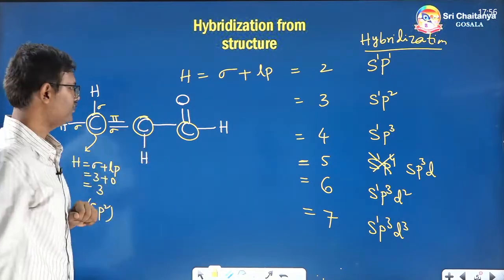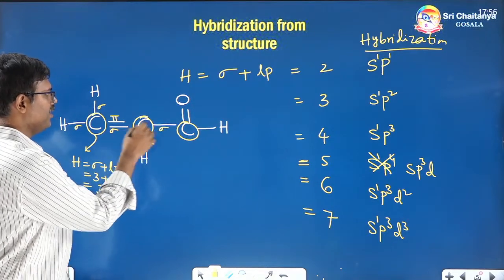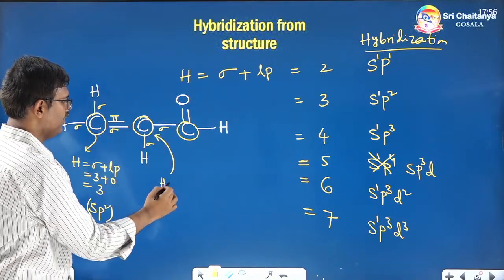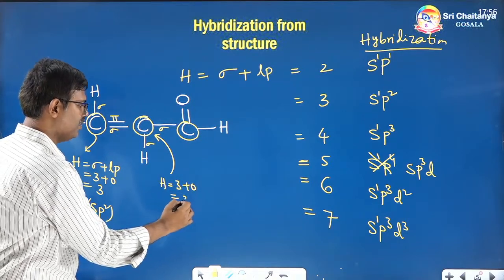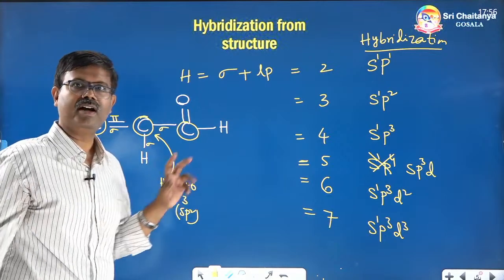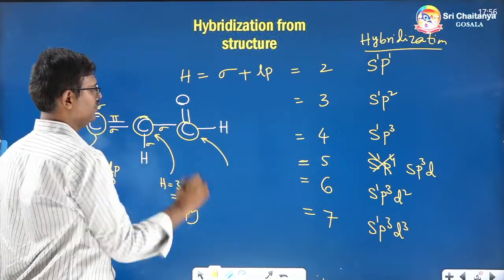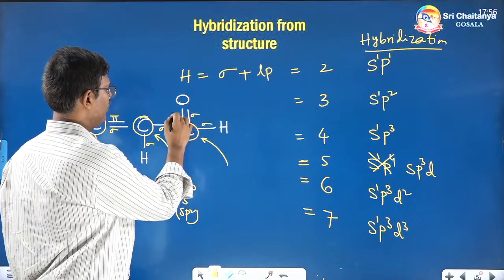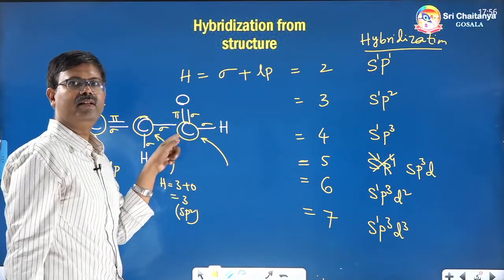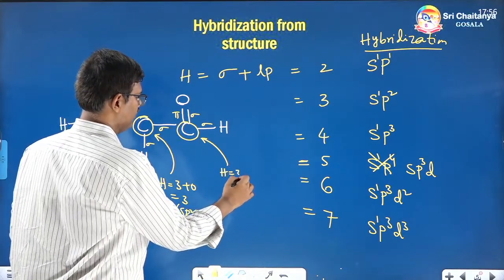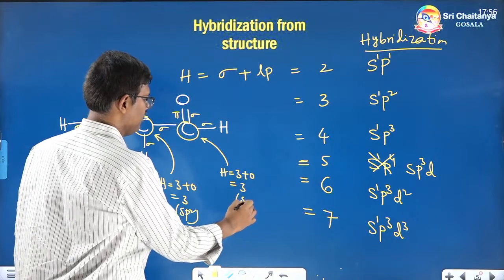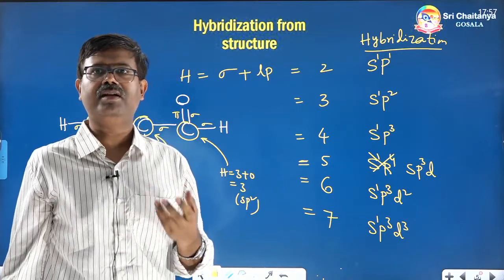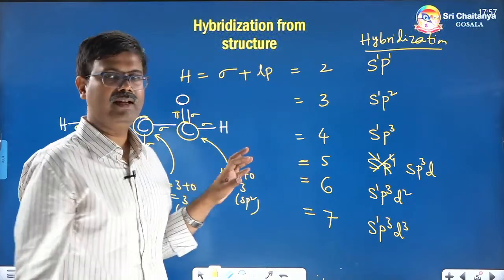Next, this carbon. How many sigma bonds around it? 3 sigma bonds are there. 1 pi bond, we don't need this. 3 sigma bonds, so therefore H will be 3. Lone pairs are nothing. So this is also sp2 hybridization, this carbon. Now let's take this one. How many sigma? Again here also around it, if you count, there are only 3 sigma bonds and no lone pairs. So again it is also sp2. So like this you have to find from the structure. Let's take a few more examples and get more clarity on this.